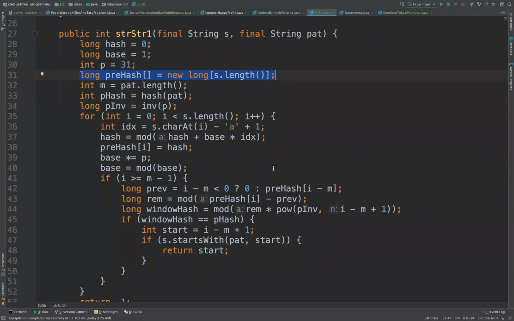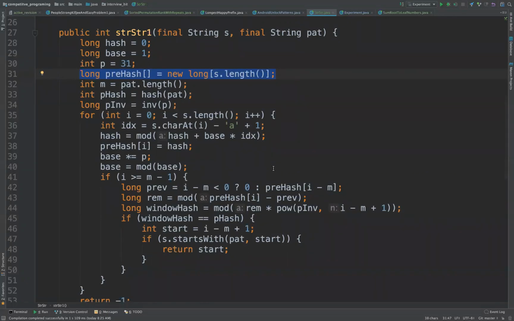Yeah. So where are we doing that sliding window part, like removing the left part? Yeah. Here we are doing now. We are doing rem pre of hash I minus previous one. So this is basically hash of r minus hash of l minus 1.